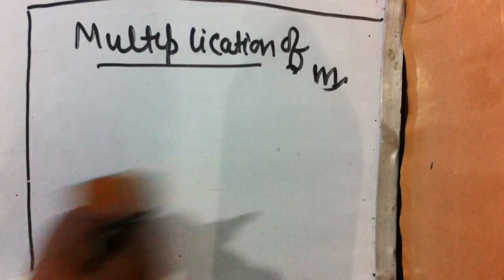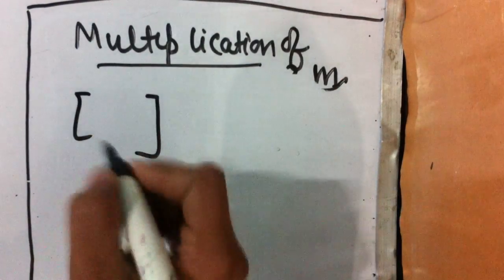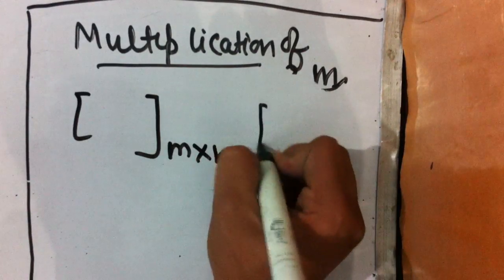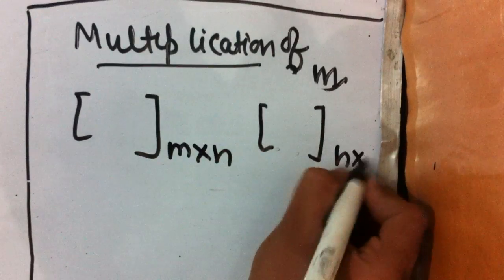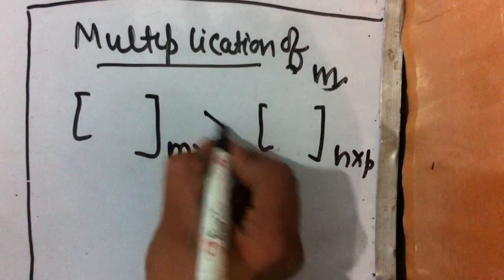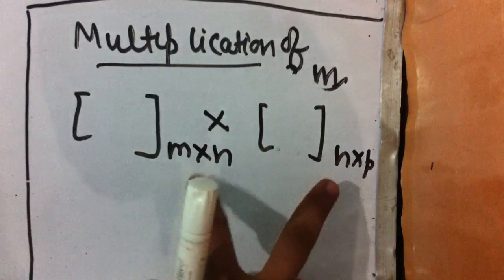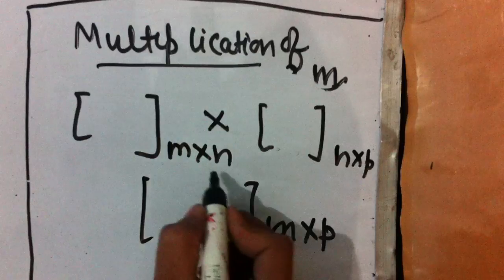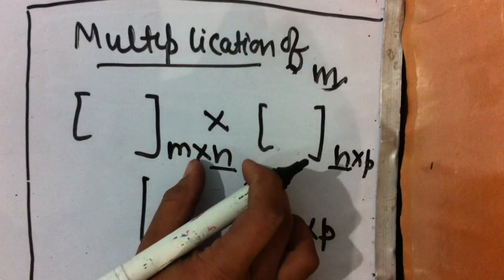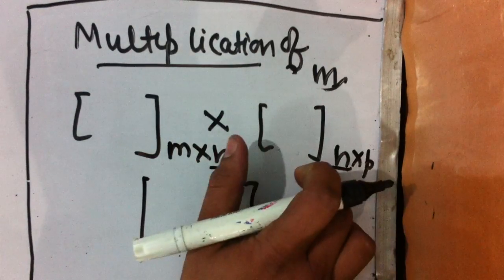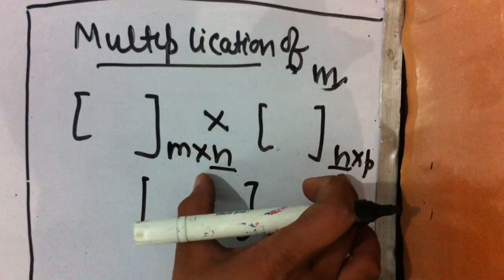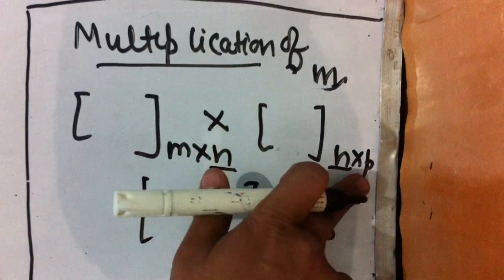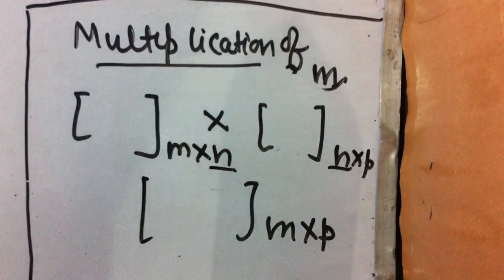Now, for matrices having orders like M cross N and N cross P being multiplied, the resulting matrix will have the order M cross P. That is, the common element, the number of columns of the first matrix and the number of rows of the second matrix, get cancelled and the resulting matrix has the order M cross P.